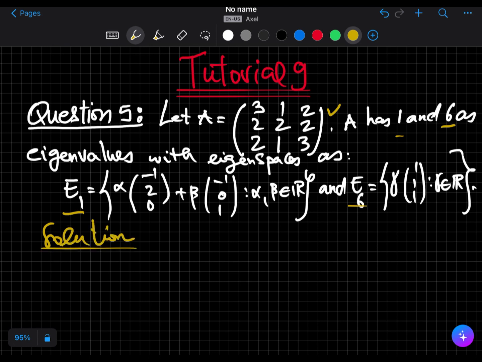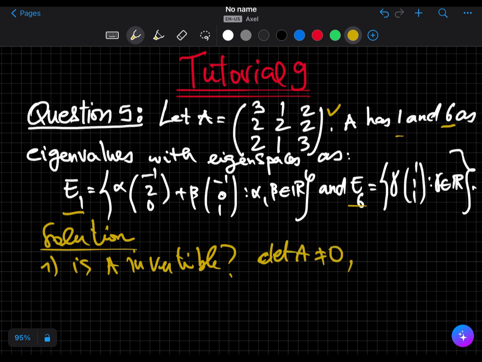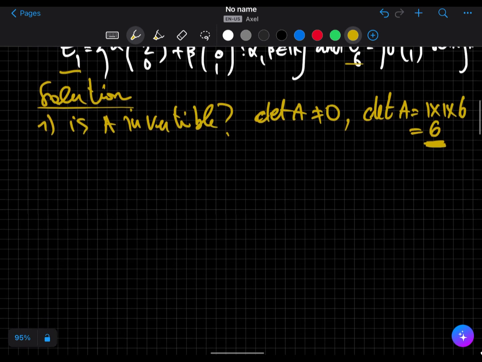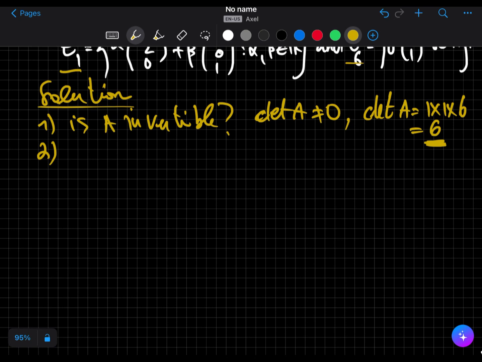So let's try to answer the first question. Is A invertible? To answer this question, we know that A is invertible if the determinant of A is not 0. In this case, we can see that the determinant of A is the product of the eigenvalues, which is 6. Therefore, A is invertible because the determinant is not 0. So let's have a look at the second question.